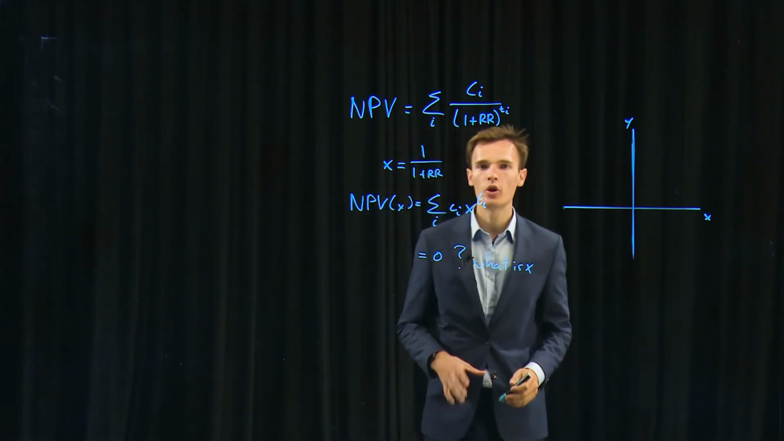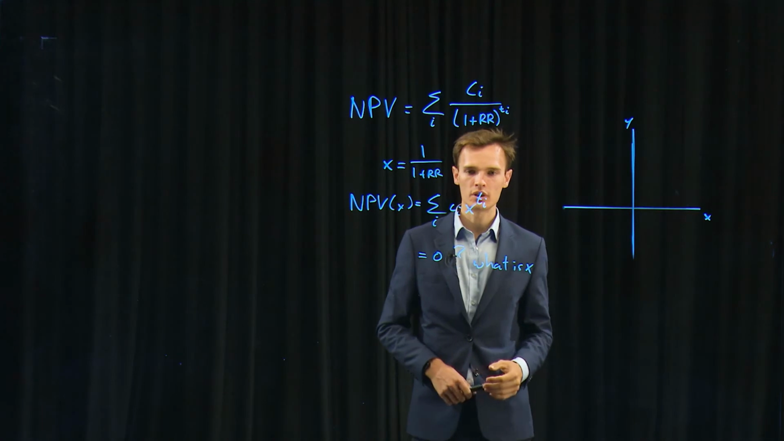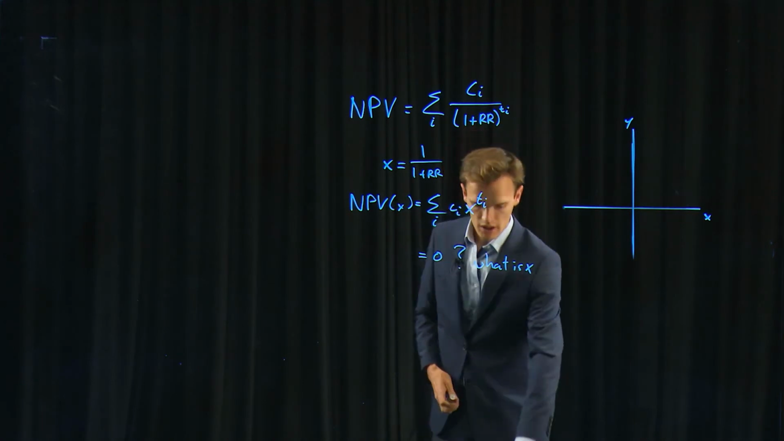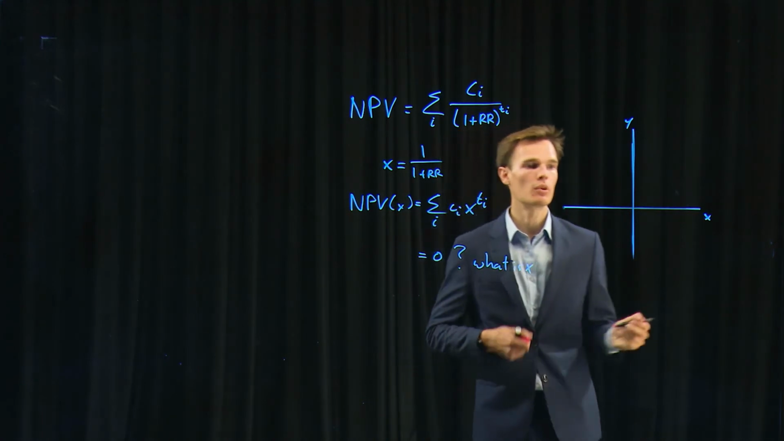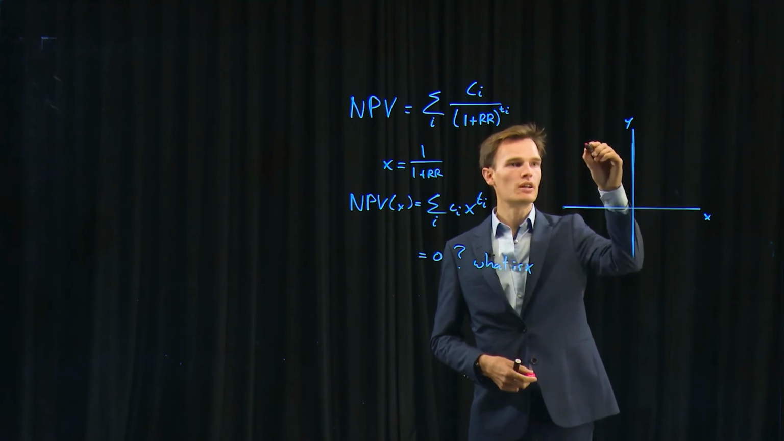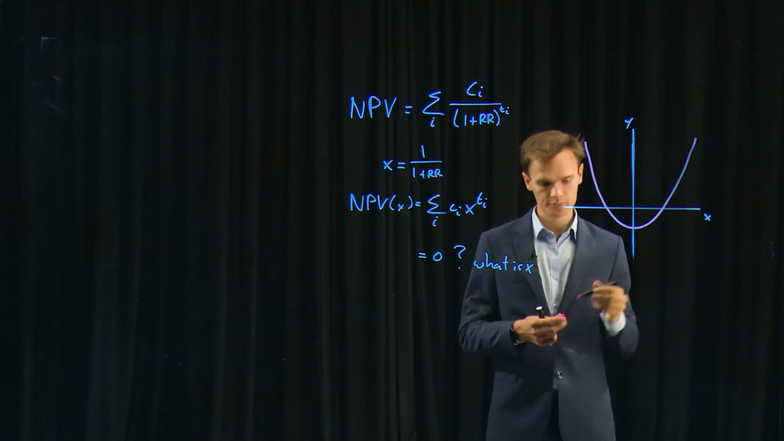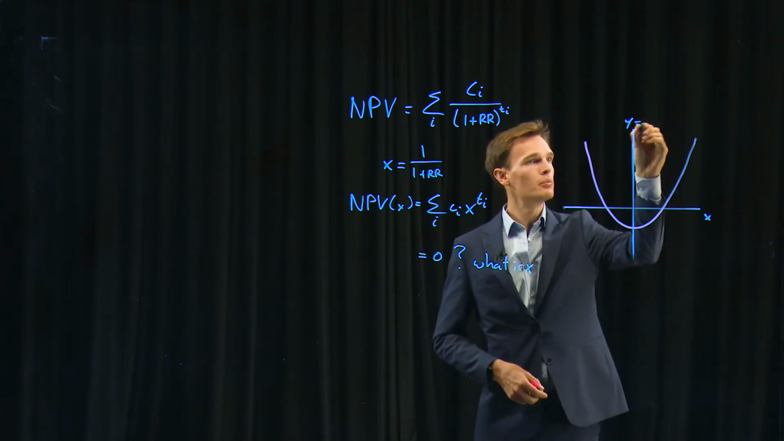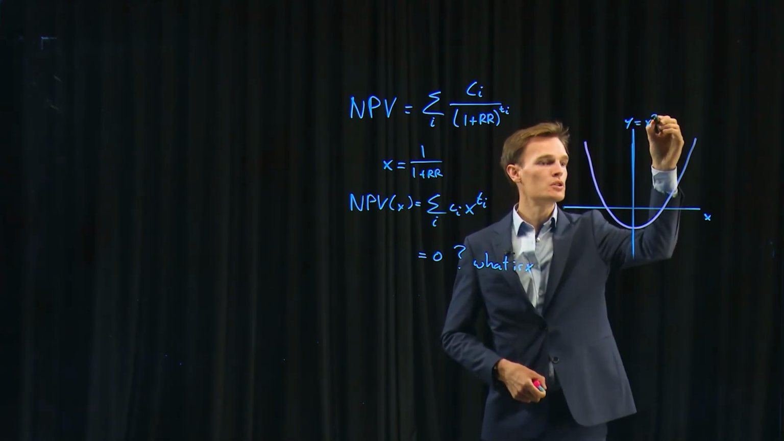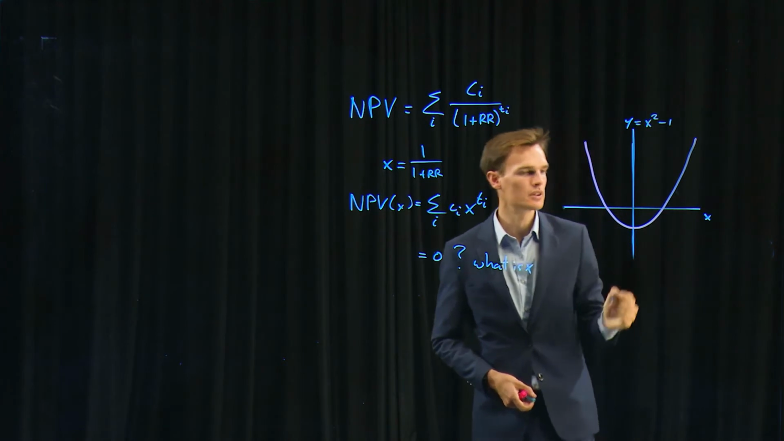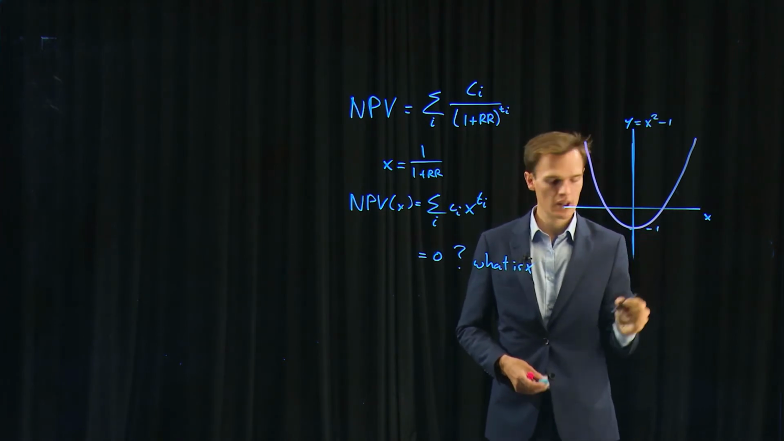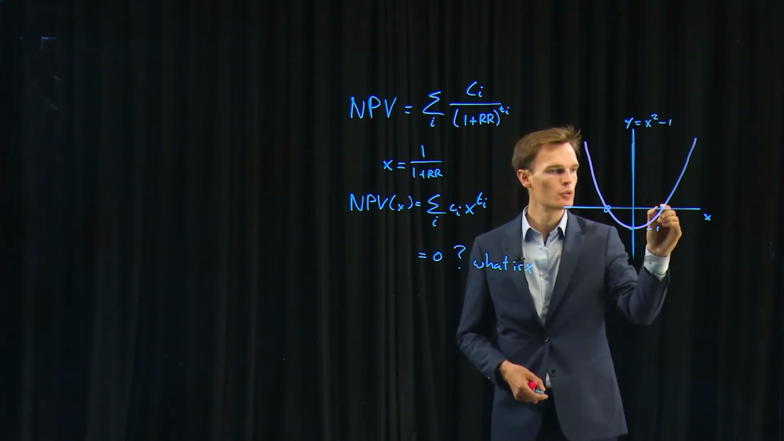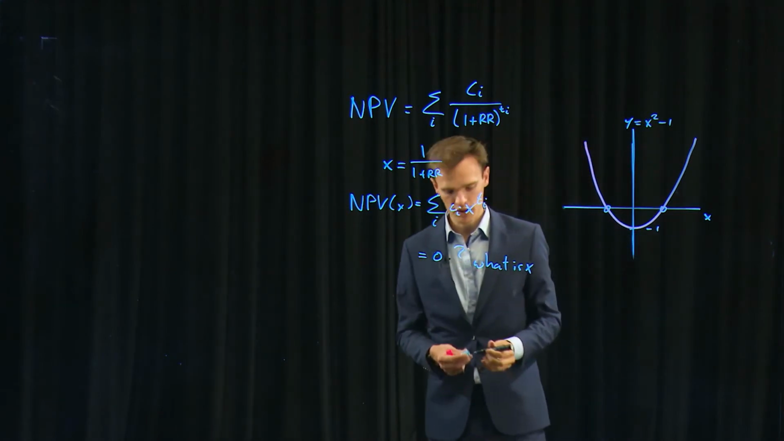A very simple polynomial is a polynomial of the second degree. This is also known as a parabola. When we look at a parabola, it looks like this. And this is the polynomial, for example, y is x squared minus 1 or something. So here is the minus 1. And these have 2 points where y, the polynomial, is 0.